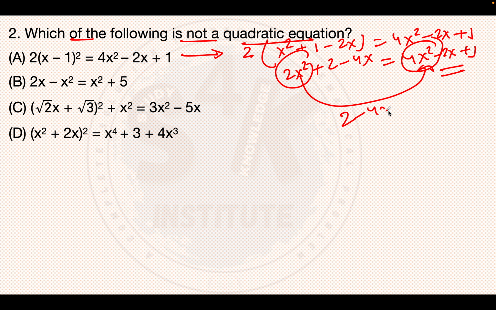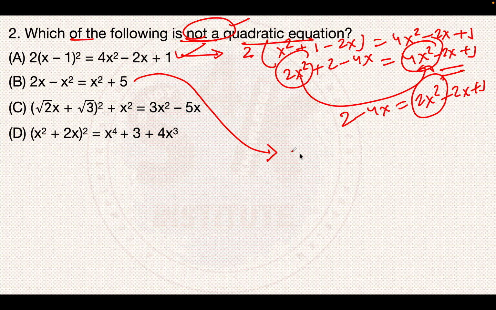So even if you transfer this to this side, it will become 4x square minus 2x square, that is 2x square. So there will be a quadratic form left. So 2 minus 4x is equal to 2x square minus 2x plus 1. So there is nothing which can cancel this out. So this is a quadratic form. So this is not the answer, because the question asks for not a quadratic equation. So you have to keep that thing in mind.